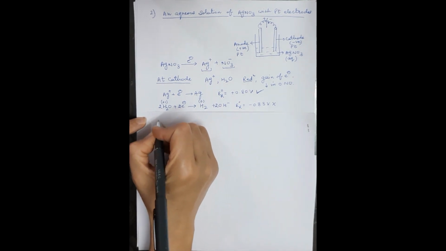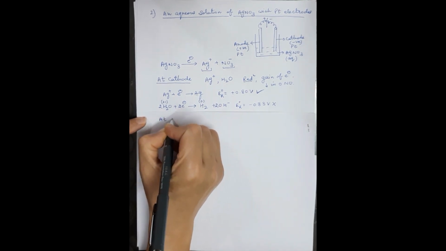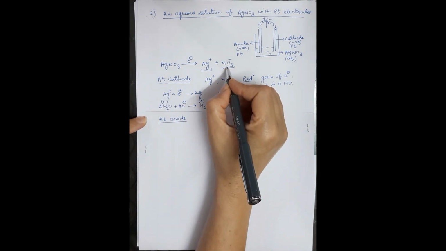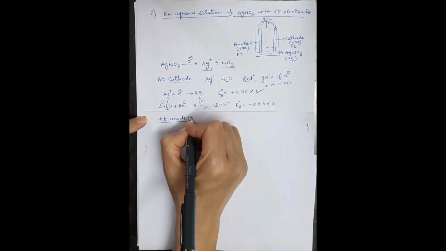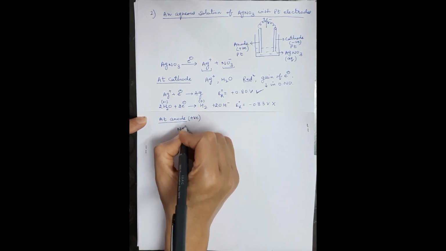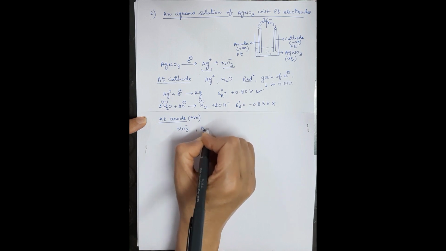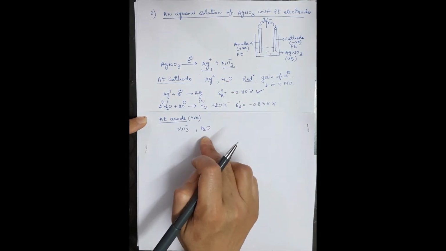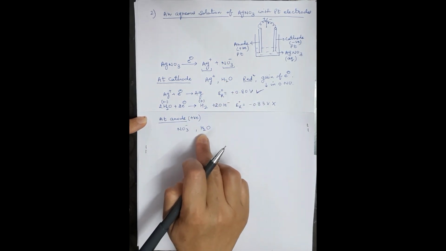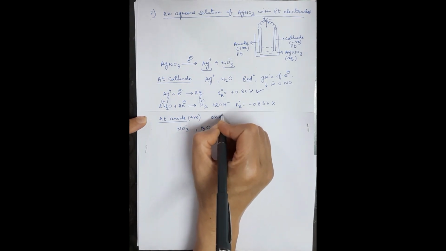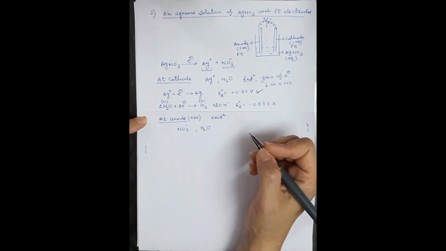Children, see what happens at the anode. You know, nitrate ions are also present in the solution. Nitrate is negatively charged and the anode is positively charged. So nitrate ions will move towards the anode. And already you know, water molecules are present at the anode also. Water is present at the cathode as well as at the anode. Now out of the two, who will undergo oxidation? Why am I saying oxidation? Because at the anode oxidation occurs.